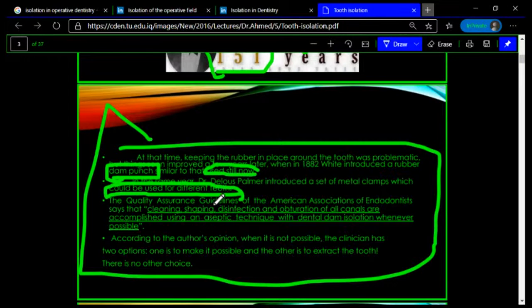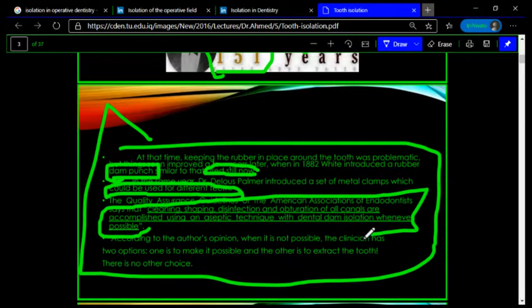The quality assurance guidance of the American Association of Endodontists says that cleaning, shaping, disinfecting, and obturation of all canals are accomplished using an aseptic technique with dental dam isolation whenever possible. This is the Association of Endodontists.